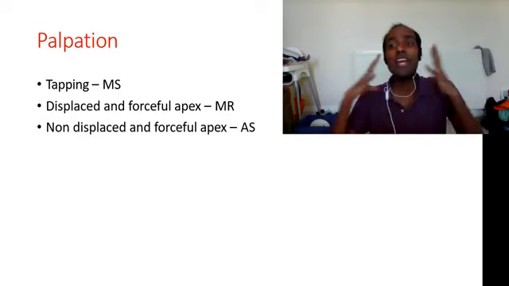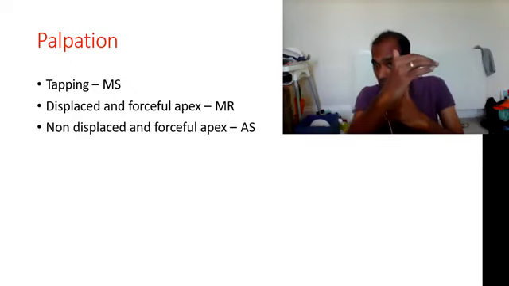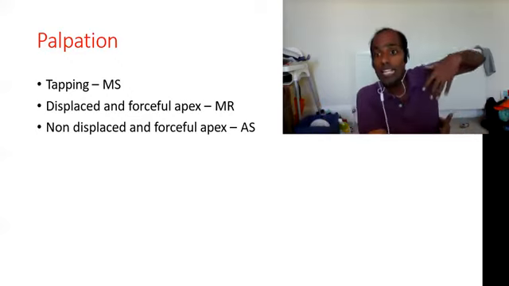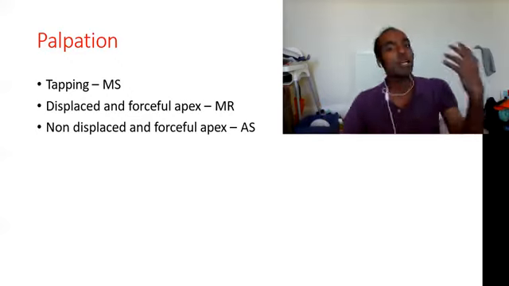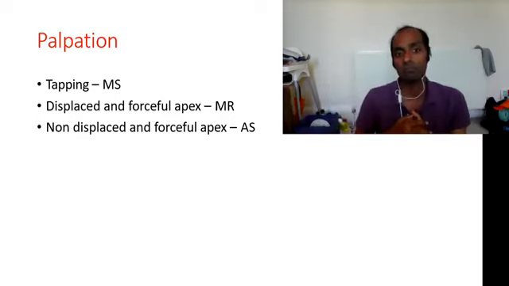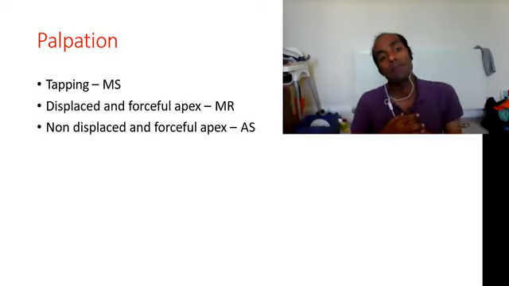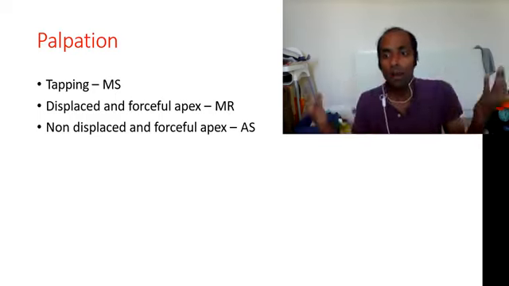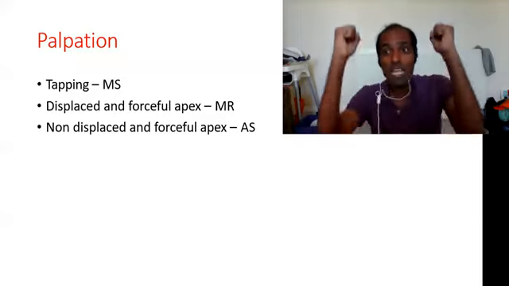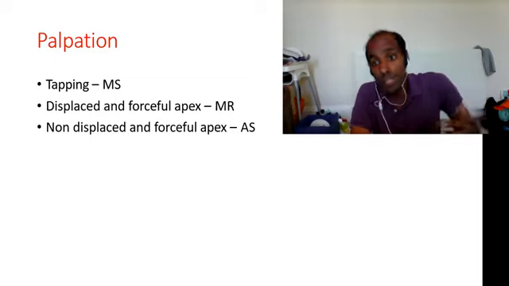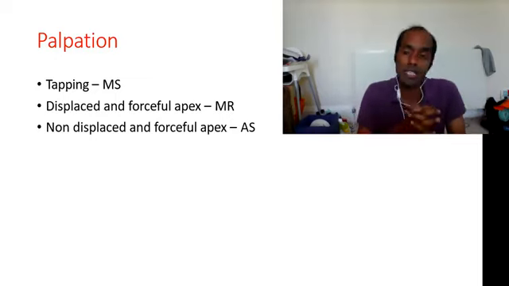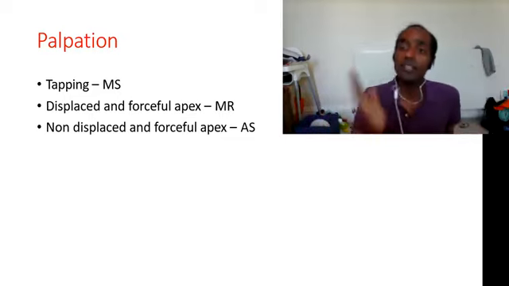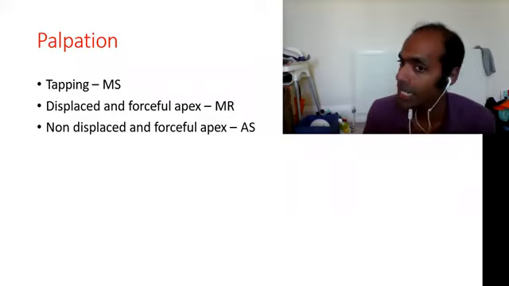Number two: very high volume pulses, wide pulse pressure, hyperdynamic circulation, a collapsing pulse, and a displaced forceful or thrusting apex. What is the diagnosis? Aortic regurgitation. Difficult to feel pulses, carotid thrill, slow rising, sustained pulses, and that with a heaving apex: the diagnosis is aortic stenosis. A high volume pulse but no collapsing pulse, with a thrusting apex, is mitral regurgitation.